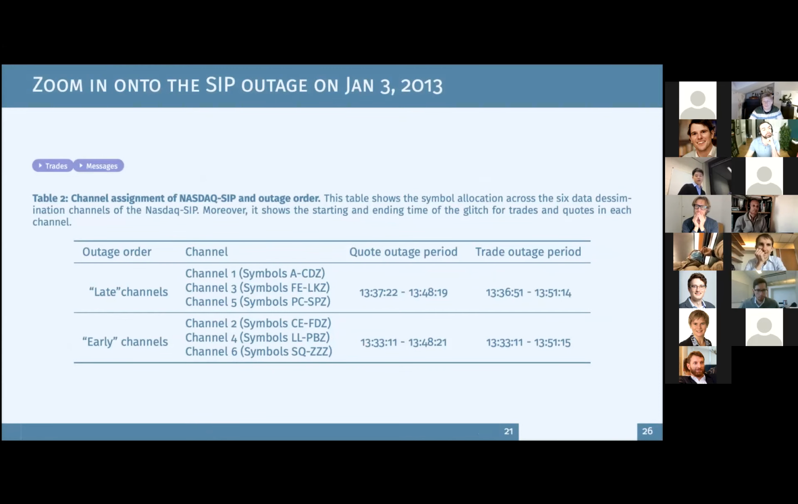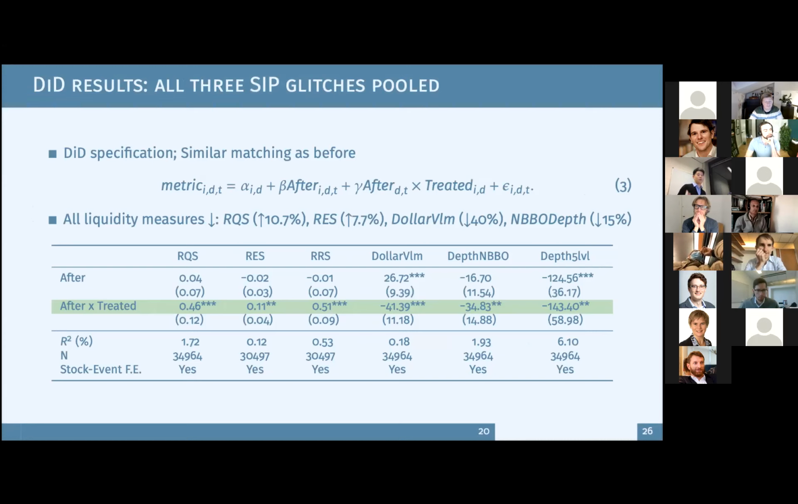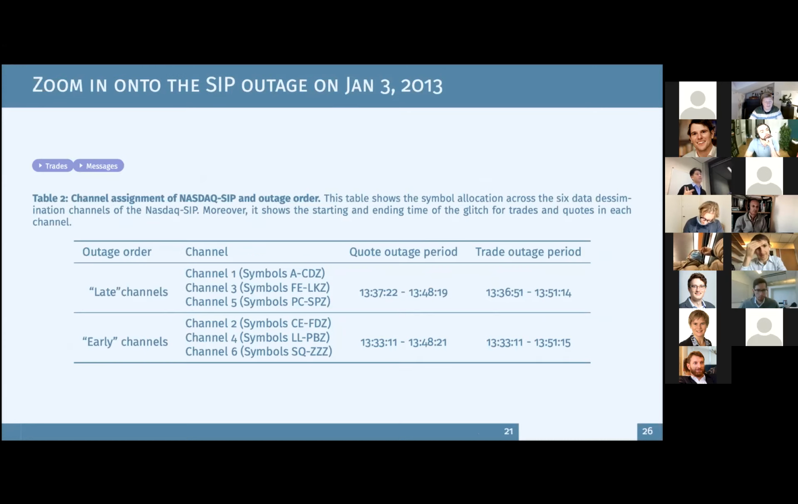In the above regression, I pooled the three glitch events together into one regression. And there's something unique about the first outage. That's the outage on January the 3rd, 2013. It turns out for the SIP, there are different channels, and each channel is responsible for disseminating quotes and trades for different tickers. And those are sorted by the ticker symbols.